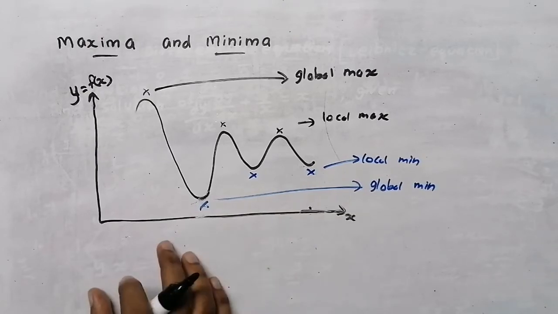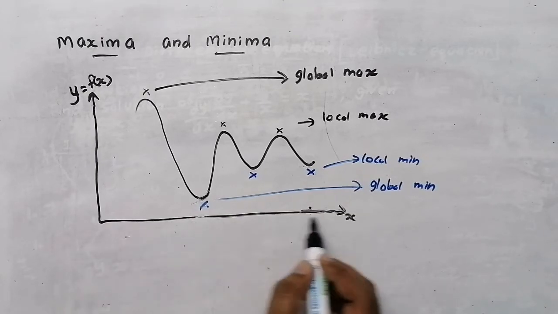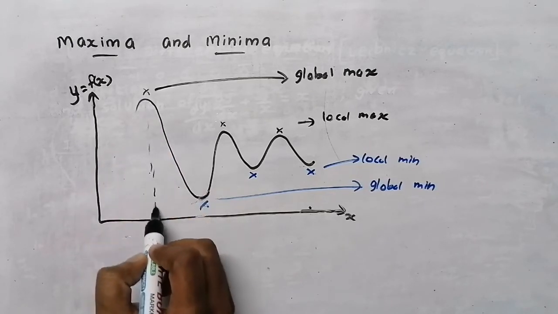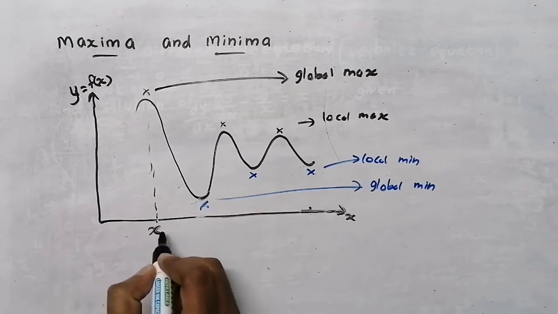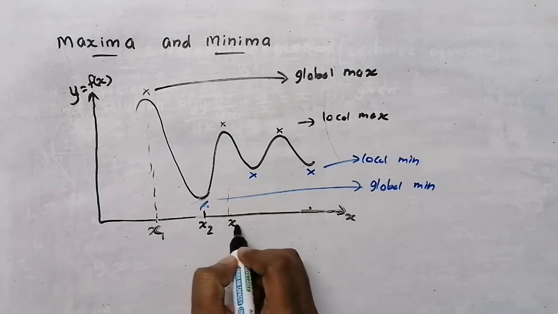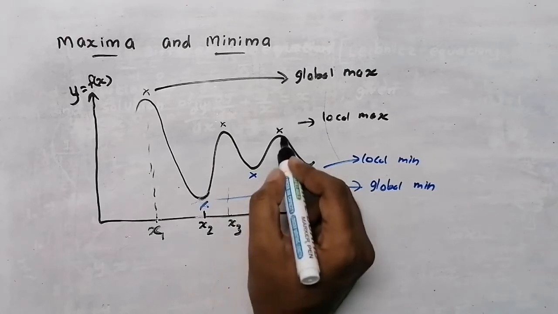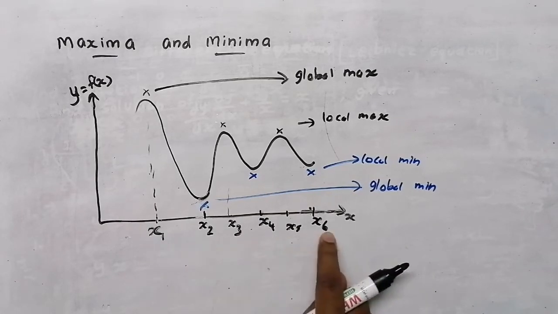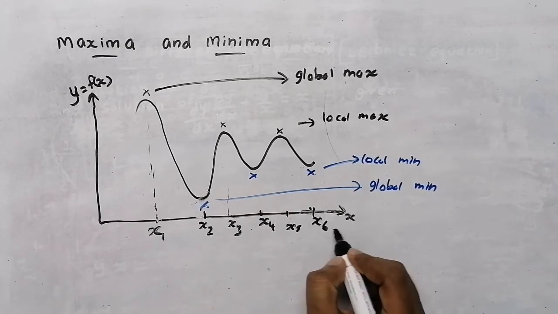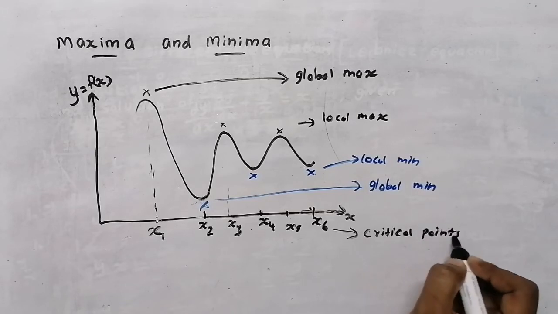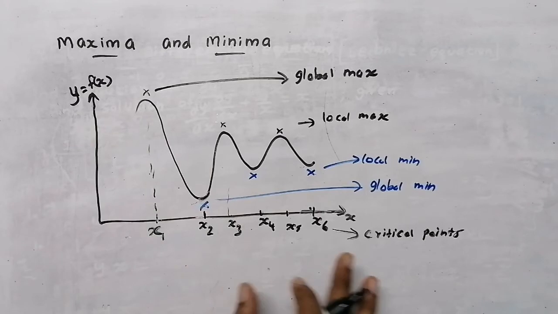Now, where are we getting these maximum and minimum points? See, this is my x-axis. At this point, I am getting a maximum point. So I am going to name this point as x1. This is my minimum, that is x2. This is again a maximum, x3. This is x4. This is x5. And the last one is x6. In the x-axis we are getting these many points. These points are called critical points. The points at which either a maximum or minimum is there are known as critical points.